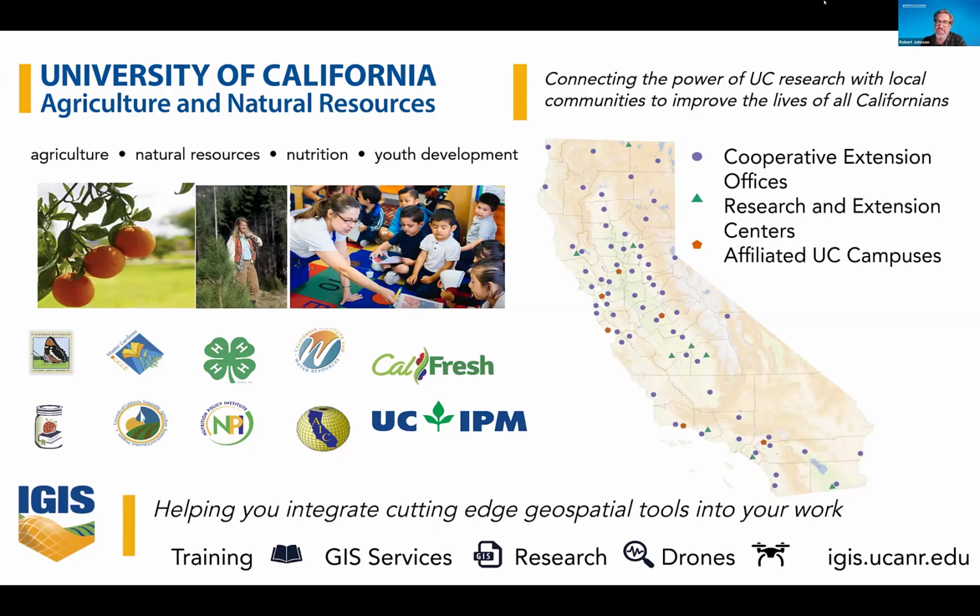We have cooperative extension offices in every county across the state. We also have, I think we're up to 11 now, research and extension centers stretching across the state, as well as 6 affiliated campuses. And our group here is the Informatics and GIS statewide program, one of the many statewide programs that is also part of ANR.